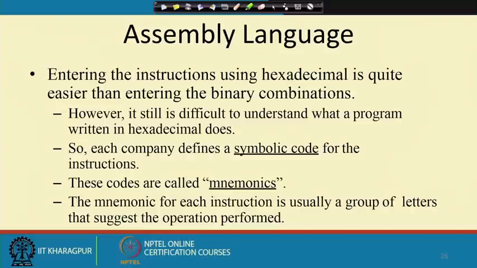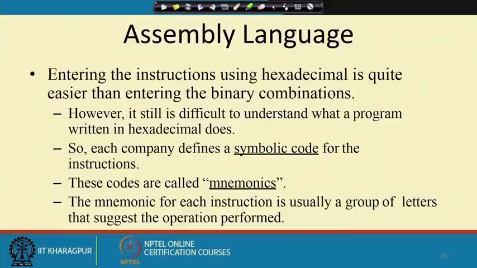So, instead of entering instructions in hexadecimal, you can do it using some symbolic codes. Also, if you are given a set of hexadecimal values, it is difficult to understand the meaning of the program. So, that is the other issue. What is happening is that the companies have defined some symbolic code for the instructions. These codes are called mnemonics.